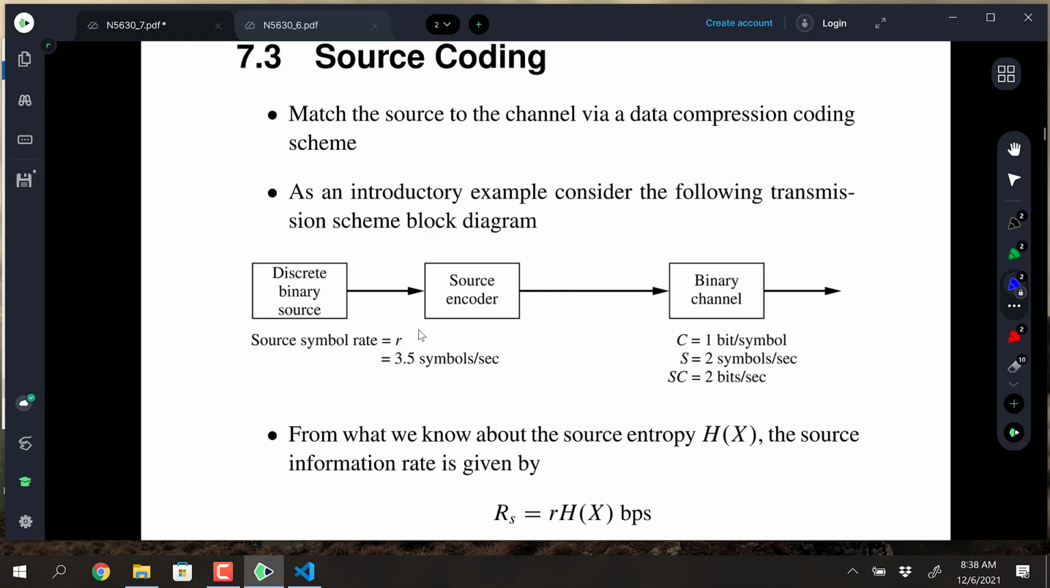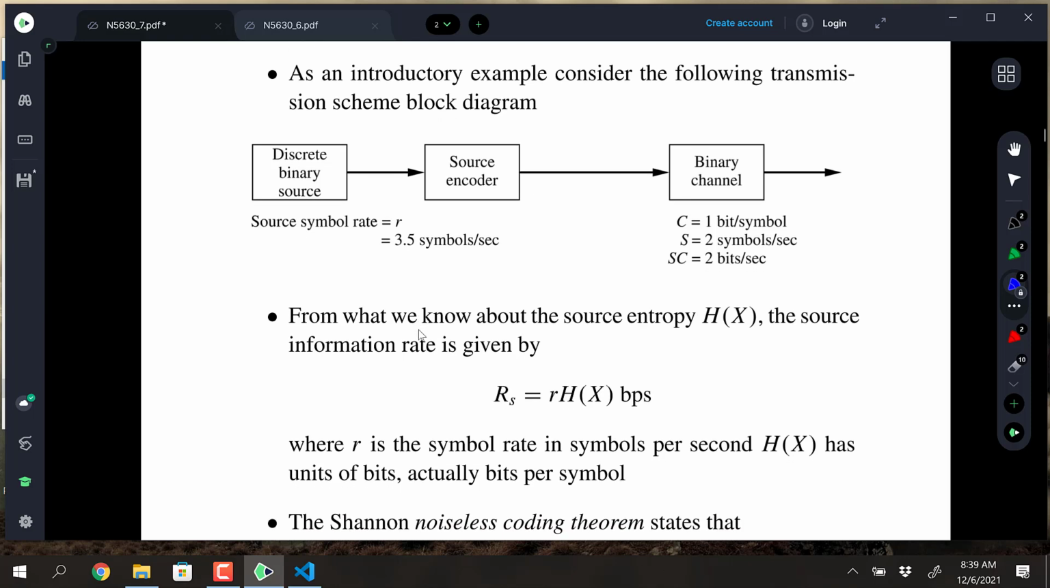through the channel. So this is an introductory example that he has in the book, and then pretty much this gets left behind, and we just have it to think about. So we have a binary source that has some source symbol rate, 3.5 symbols per second. Then we're going to introduce the source encoder to try to modify that through source encoding, because we're told that the binary channel has a capacity of 1 bit per symbol, and we can send through this channel at 2 symbols per second. That's the maximum symbols per second we can put through the channel. So if we take the product of the bits per symbol times the symbols per second, we can only get 2 bits per second, and our source is currently producing 3.5 symbols per second. So we have a mismatch in here.